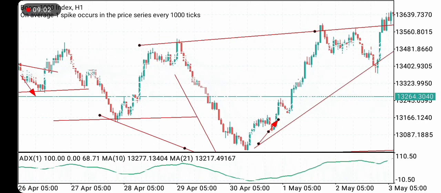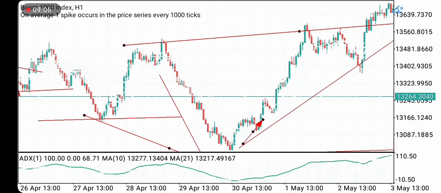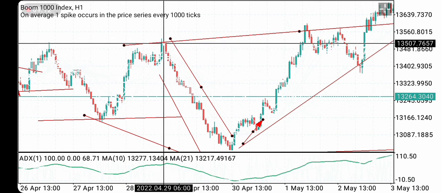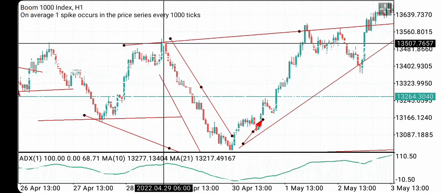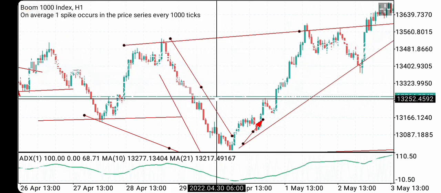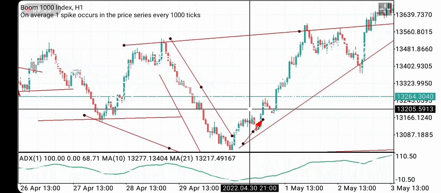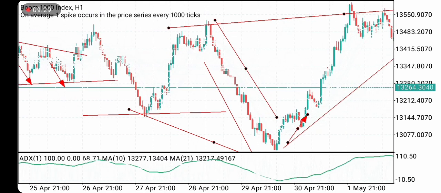So meaning that when the market reaches this place, it started coming down. When the market reaches this particular line here, it started coming down like this. When it got there, you see that that's another support for us.